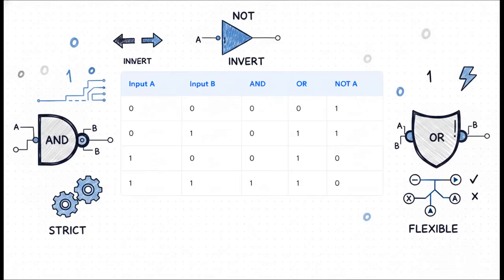Let's compare the core logic of AND, OR, and NOT gates using 0 and 1 inputs. The AND gate is super strict. Both inputs, A and B, absolutely must be 1 to output a 1. The OR gate, much more flexible. If either input is 1, boom, you get a 1. And the NOT gate is the rebel. It just inverts the input signal entirely. Give it a 1, it spits out a 0. Give it a 0, you get a 1.